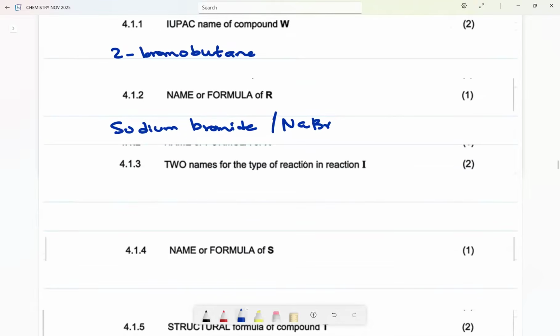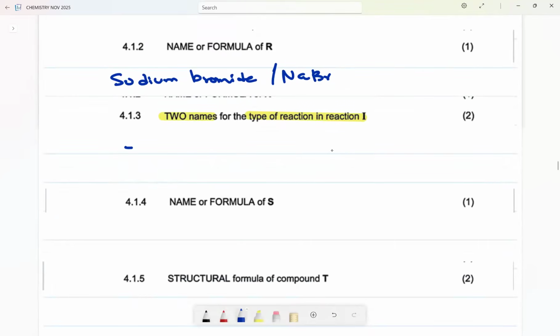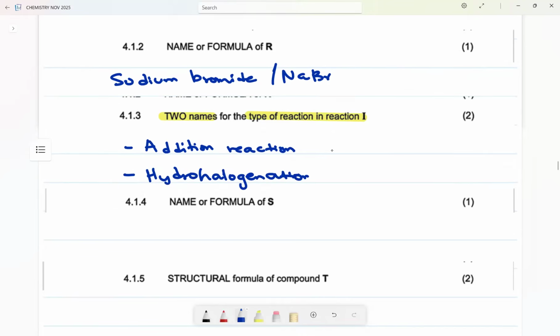Name two names for the type of reaction in reaction 1. So first thing first, in reaction 1, we know that it is an addition reaction. So you can say this is an addition reaction, or you can call it specifically by its name, which is hydrogen plus halogenation. Hydrohalogenation, like that. Let me write that, hydrohalogenation.